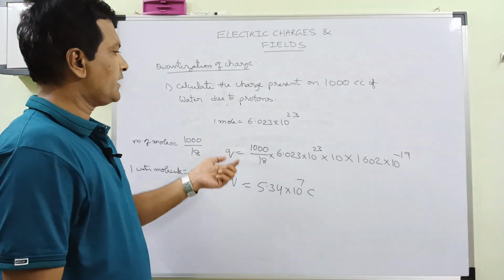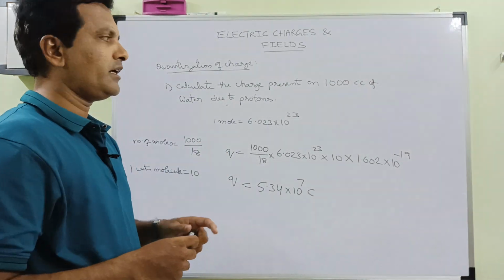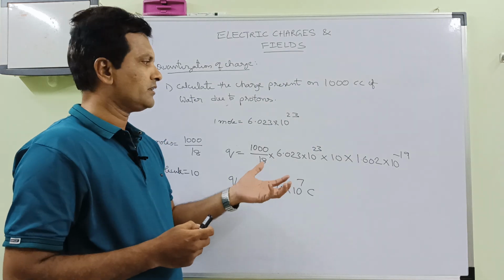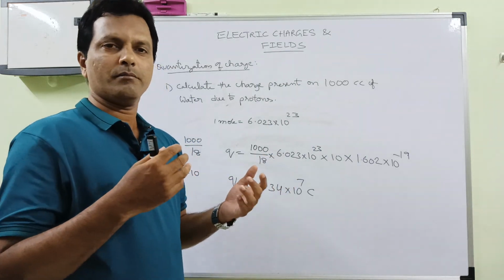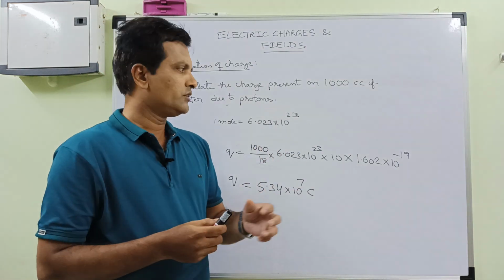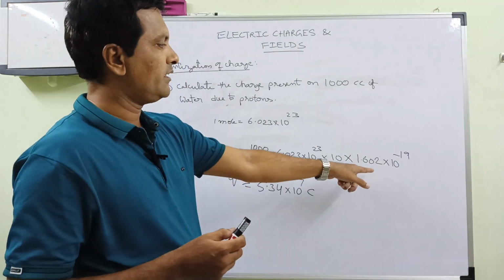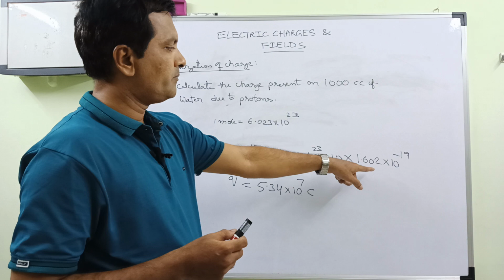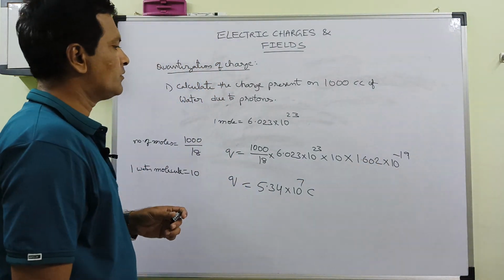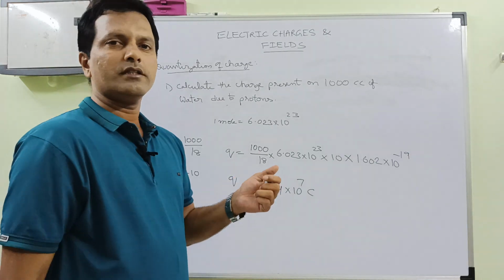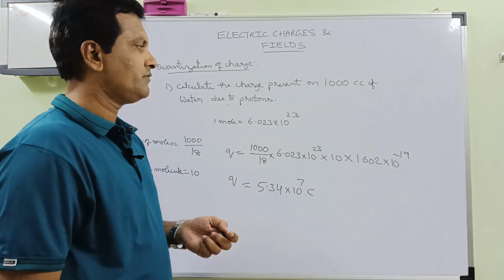This example gives us an idea about the quantization of charge: how to calculate the charge present in a molecule or body or any material. It should compulsorily be in multiples of electronic charge only. So this is about quantization of charge.